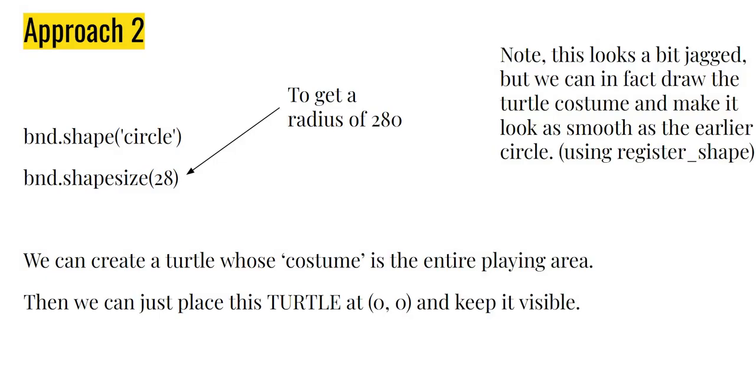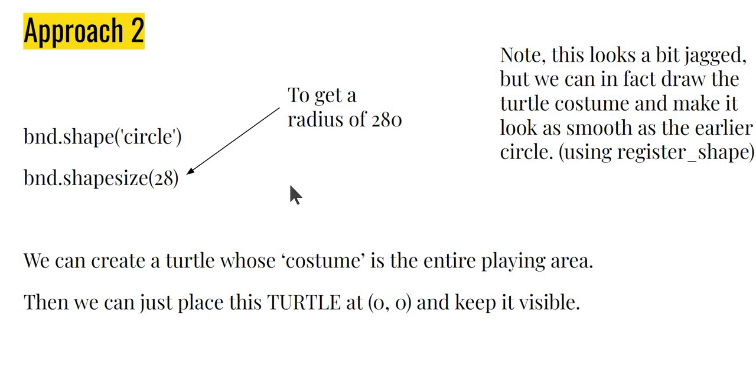This approach basically makes the entire playing area itself a turtle, and that's very interesting. So what I will do is that I already have a sprite, a turtle called bnd. Let me give it a shape of circle and let me make it huge, basically make it a radius of 280. If you do this, as we'll see later, you will end up with the playing area looking a little bit jagged. However, with a little bit more work using register shape, we can register a perfectly valid circle and give the turtle that shape.